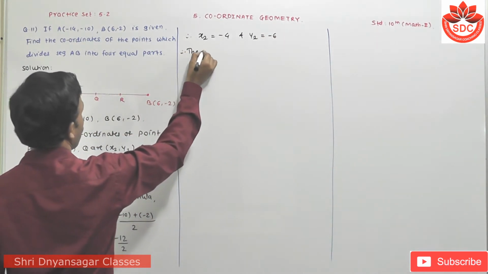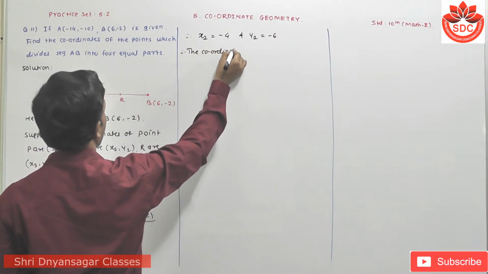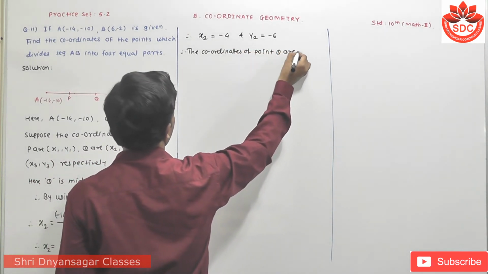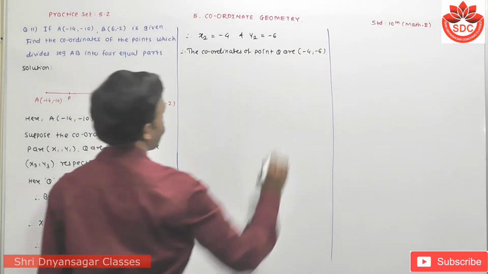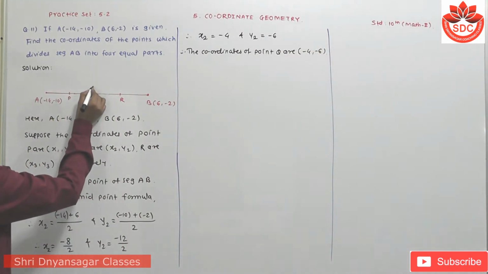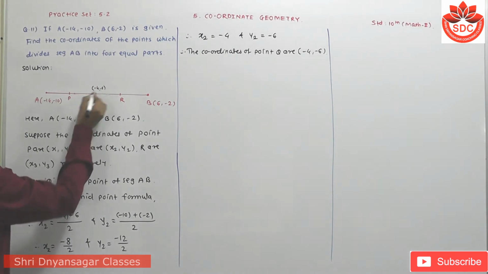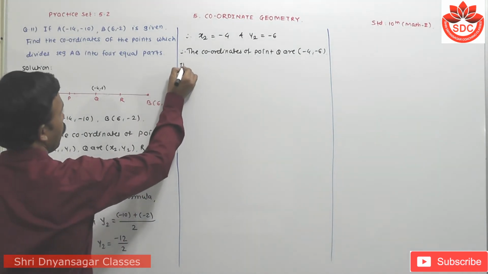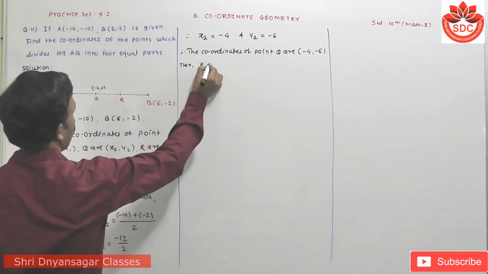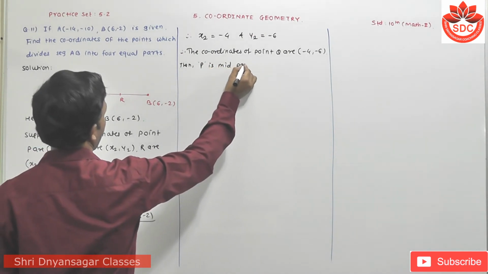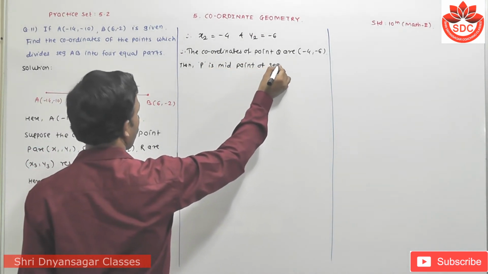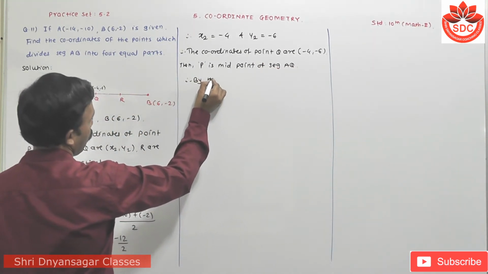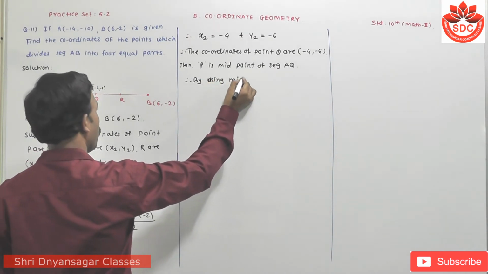Therefore, the coordinates of point Q are (-4, -6). Okay, here we have found the coordinates of Q as (-4, -6). Then P is the midpoint of segment AQ. Again we use the midpoint formula.